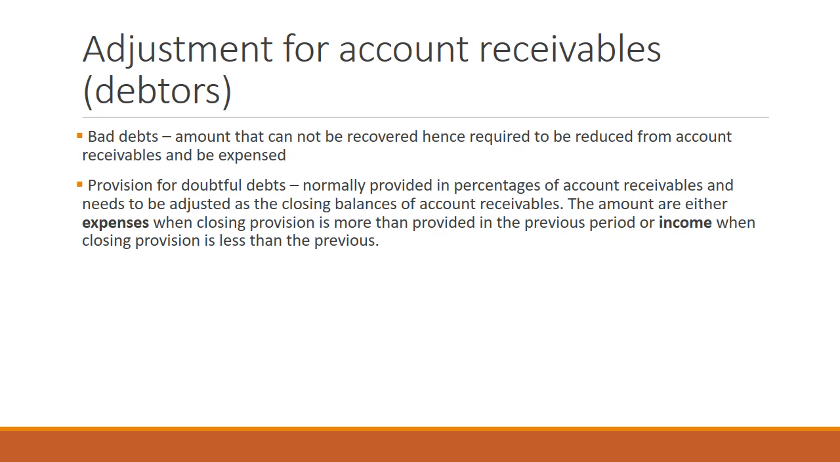Again, we have a provision for doubtful debts. So these provisions normally are provided as a percentage of account receivable. They need to be adjusted as the closing balances of account receivable. So the amount is either an expense when the closing provision is more than provided in the previous period, or it might be income when the closing provision is less than the previous. So this, it depends.